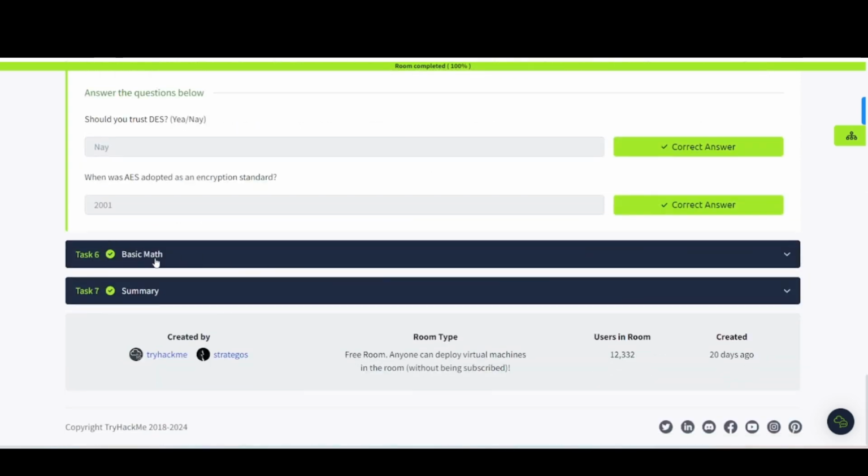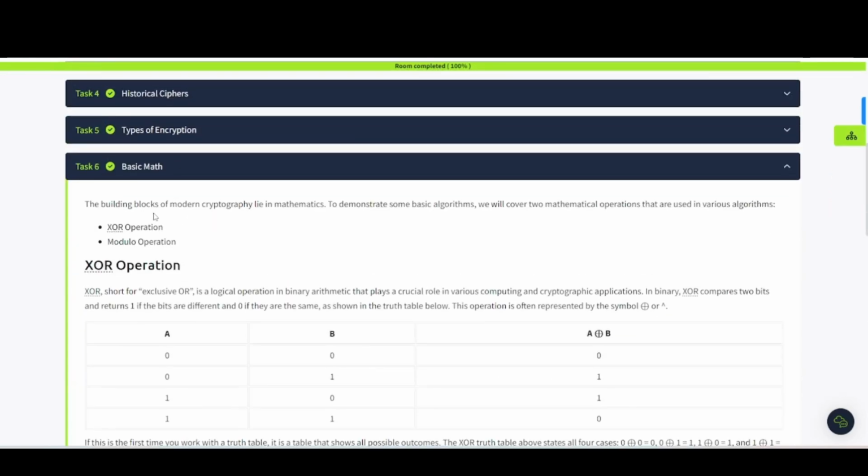And task number 6 is basic math. The building blocks of modern cryptography lie in mathematics. To demonstrate some basic algorithms, we can cover two mathematical operations that are used in various algorithms. You got the XOR operation and the modulo operation.